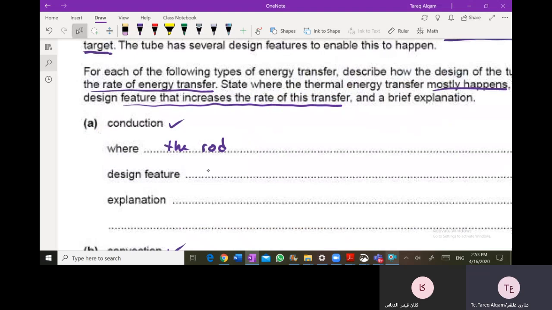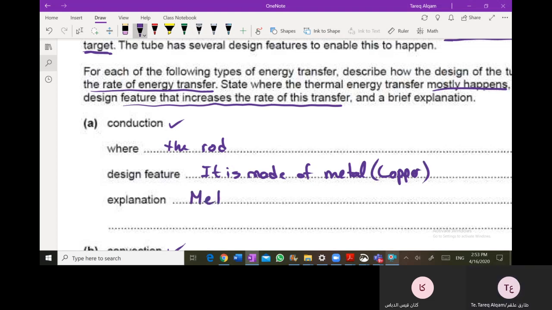A design feature: it's made of metal, copper. Explanation: metals are good thermal conductors. Okay, guys?